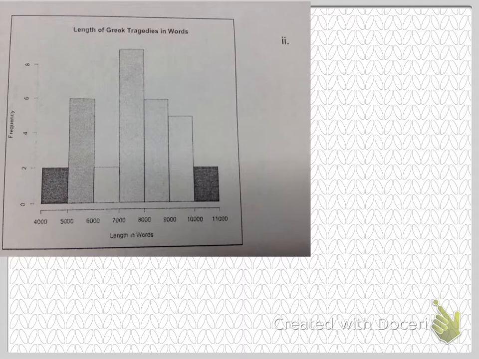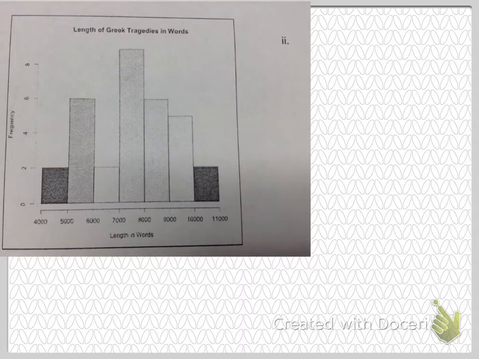So what you see right here is a histogram talking about length of Greek tragedies in words. So someone went through and counted all the words in many, many Greek tragedies and wrote the word count there. All right, so question A, we want to know what would happen to this histogram if the interval width or the bin size was doubled.